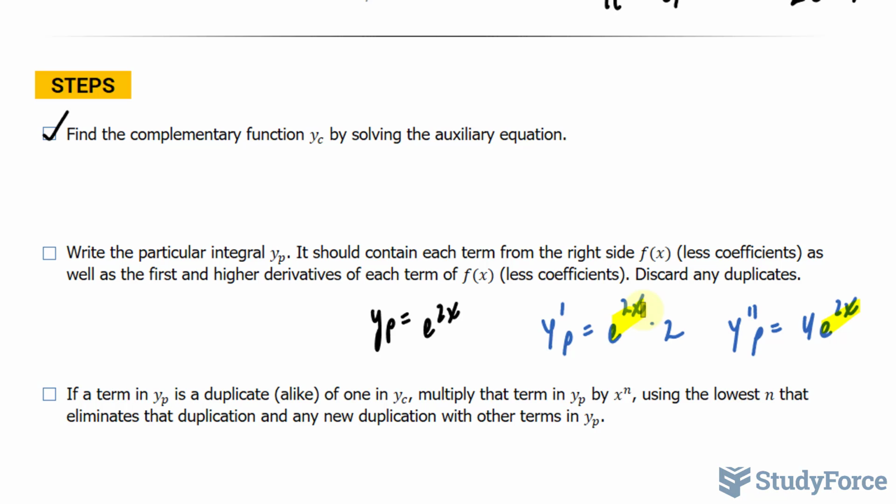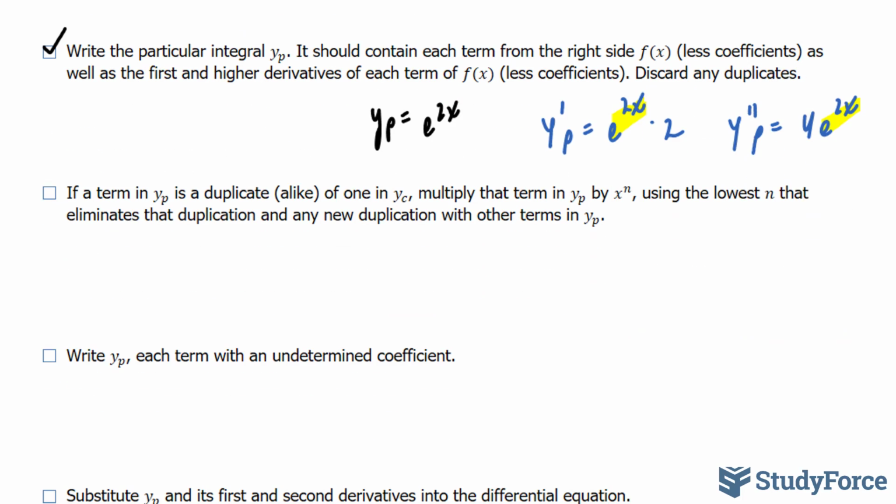And since we're not regarding the coefficients, the 2 here and the 4, that means we should stop, because everything else after this will just be duplicates. Step number 2 is done. Let's move on to step number 3.